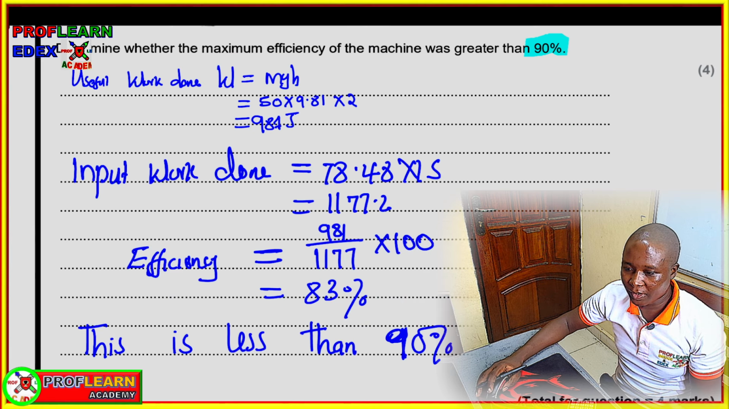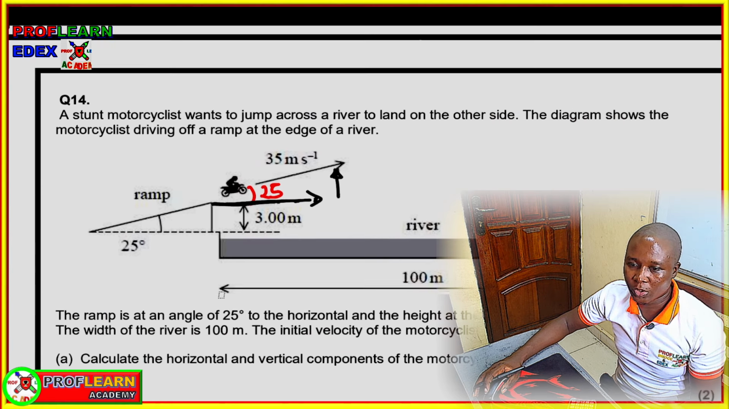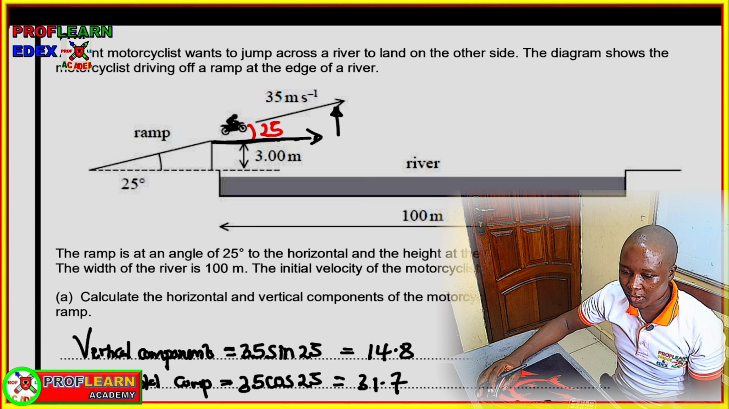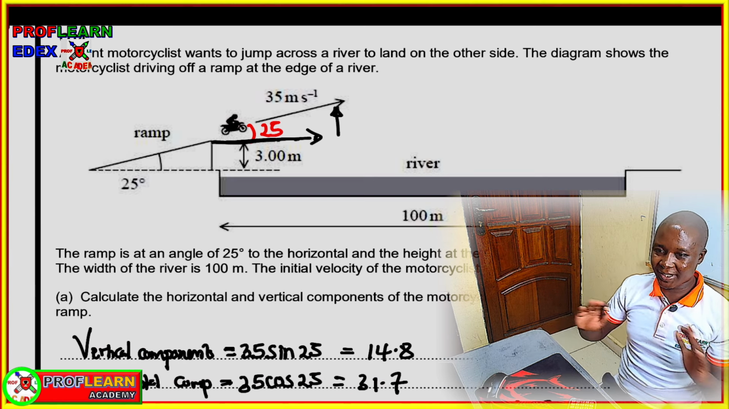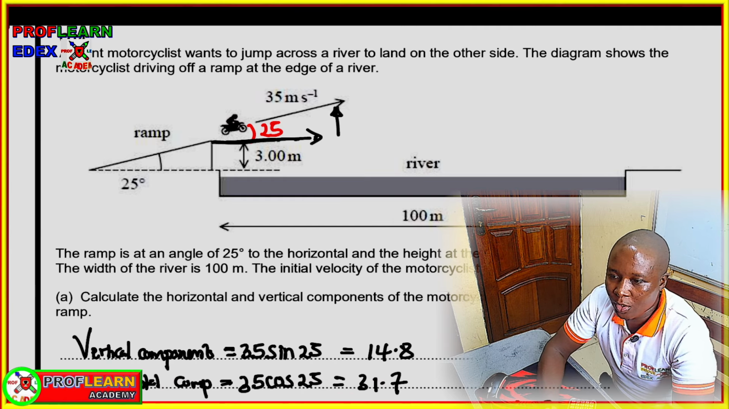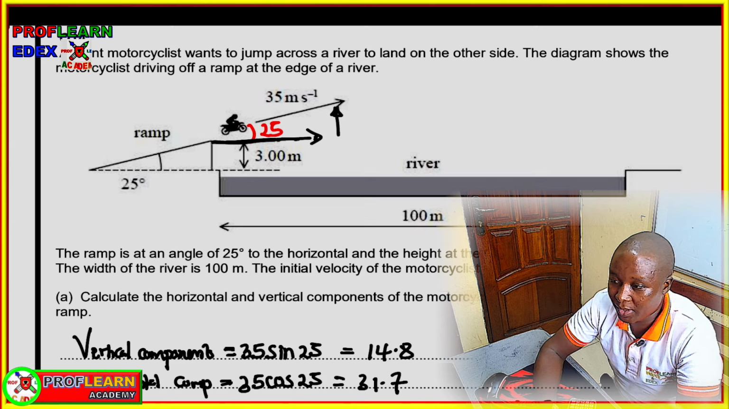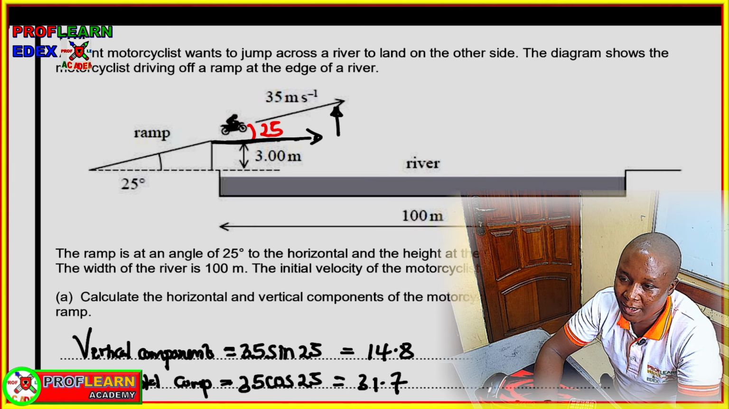So let's dive in and get started with question number 14. Question number 14 is to do with projectile motion, whereby you have a projectile acting at an angle. Guys, this is a question that you cannot miss. You will not miss such a question in an exam. You can see it's projected at an angle of 25 degrees at 35 meters per second.